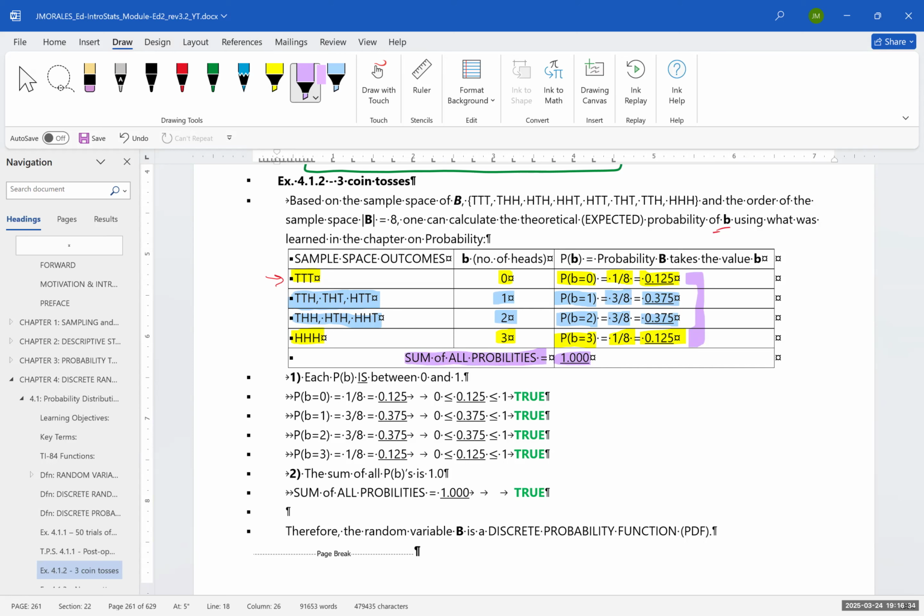So the first thing to do is to check and see if this qualifies as a discrete probability function. First you want to test if each of the probabilities for each value in the domain is between 0 and 1, and they all are. Then you want to check if all the probabilities add up to 1, and they do. Because these two conditions are met, this random variable is technically a discrete probability function.